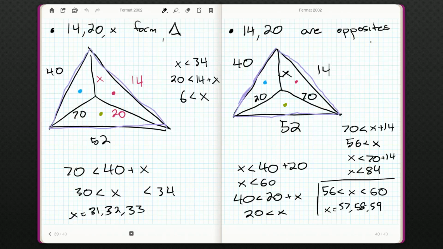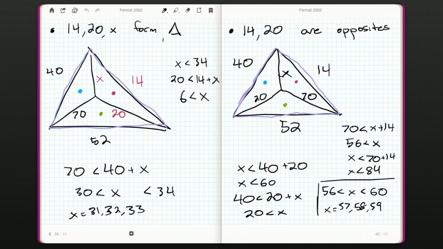Our second case, which was the only other case, we've already reasoned that. 14 and 20 are opposites, so we ask, where can 70 go? Well, no matter which of these 4 places we put 70, he's going to form a triangle with 14. And we've already said that that's kind of impossible with the other numbers, 40 and 52. So x will have to go there. So we said x, 14, and 70, that's going to be the red triangle. And in order for that to work, we have to have some inequalities here. We get 2 inequalities here on x.